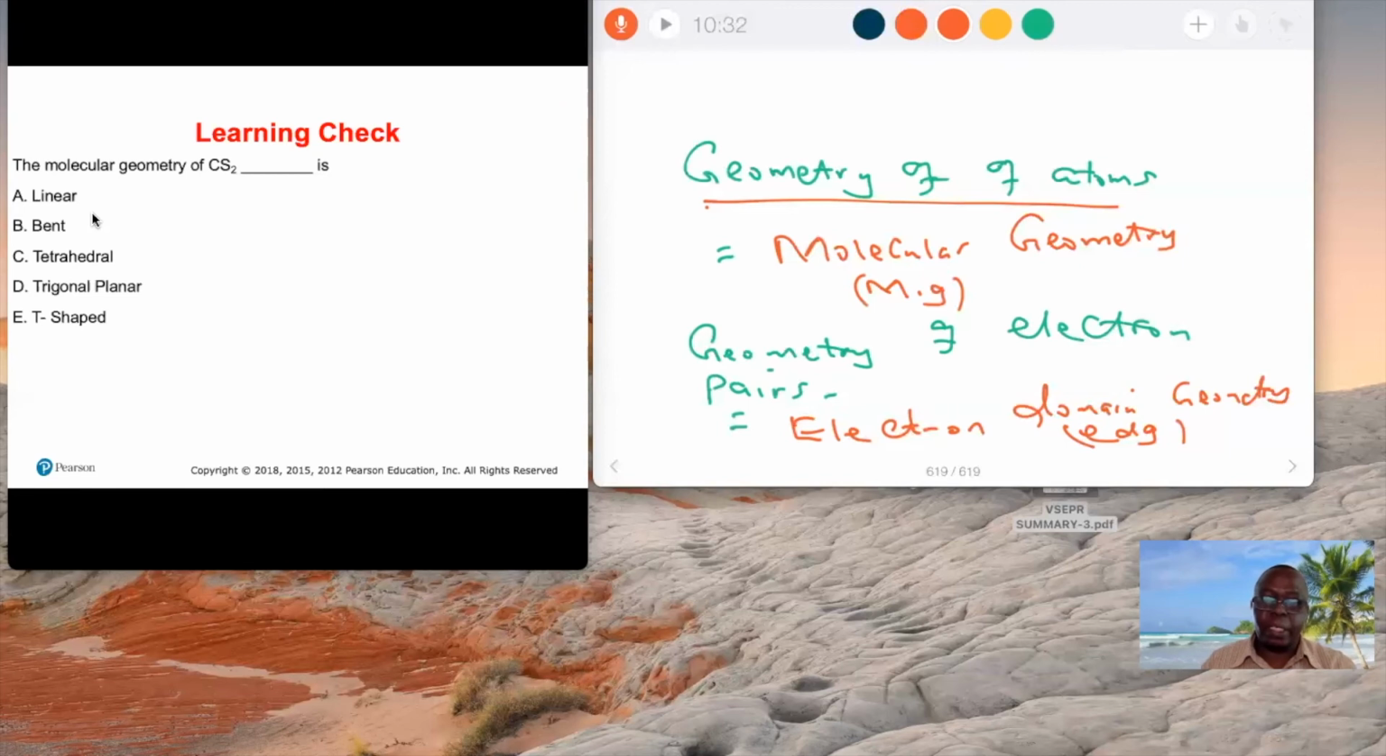From what I just did, you should see that I'm using the Lewis structure to predict that. Any question on this slide here, please? Any question?